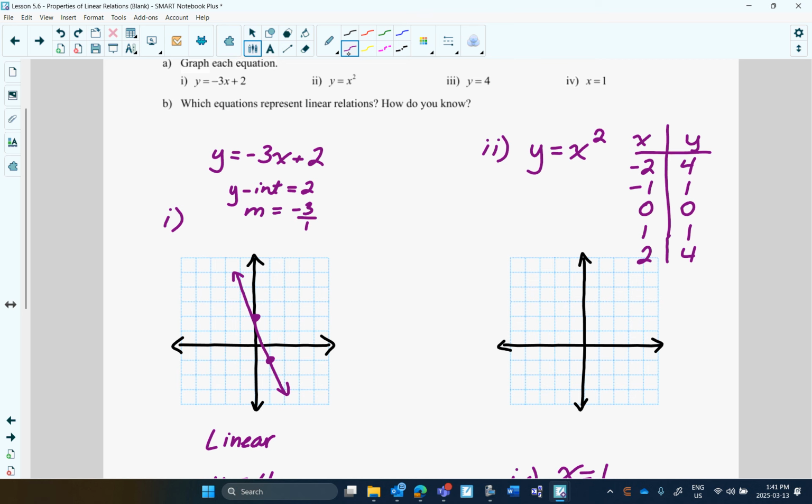So (-2, 4) is up here. (-1, 1) is here. (0, 0) is at the intersection of the axes. (1, 1) is here. And (2, 4) is here. It almost looks like a V, but not quite. It's got a little bit of a curve to it on either side. It's almost halfway between a V and a U.